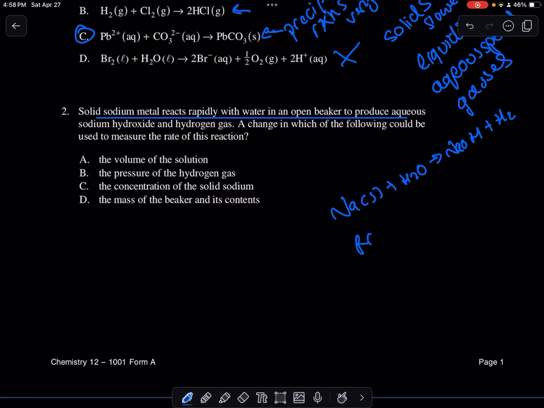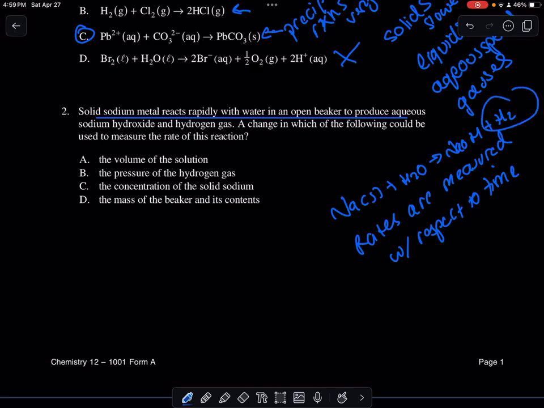So we know that rates are measured with respect to time. So, let's have a look. What we need to do is we need to measure something that is changing with time. Volume of the solution is not the best measure because we're making hydrogen gas. That's going to bubble through solution and it's going to leave and escape as a gas. So I'm not going to go with that one.